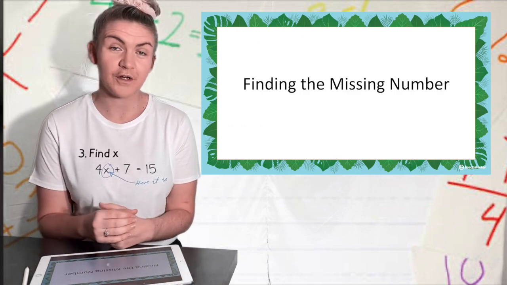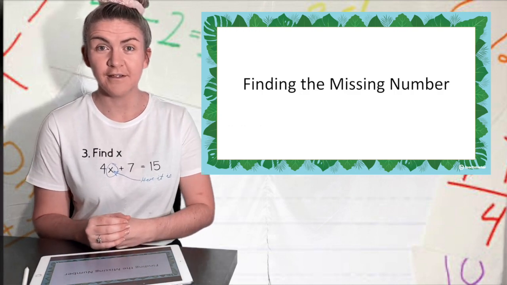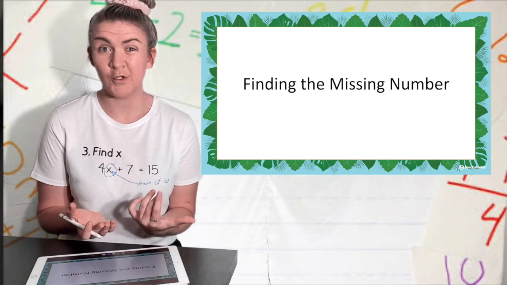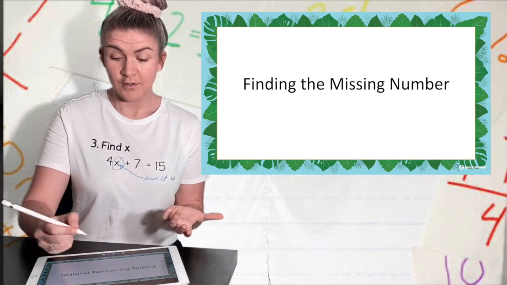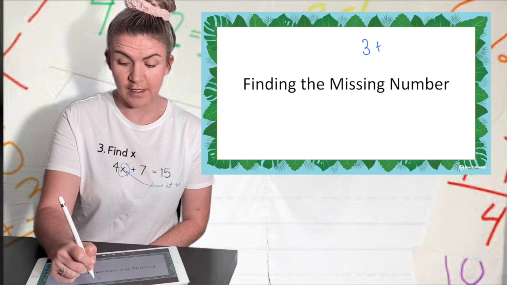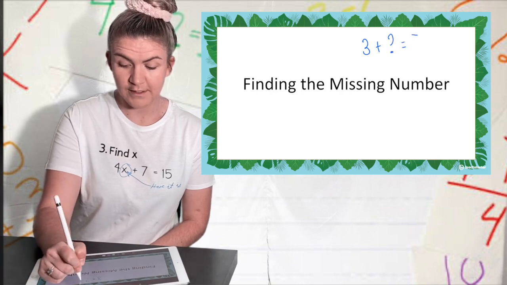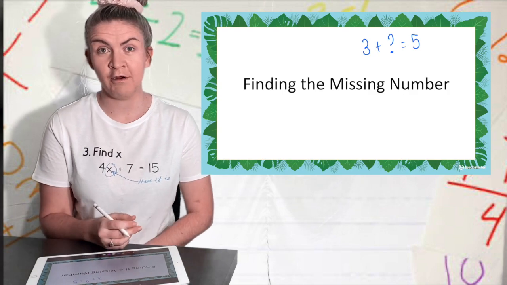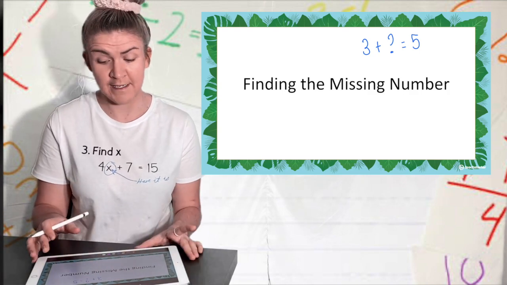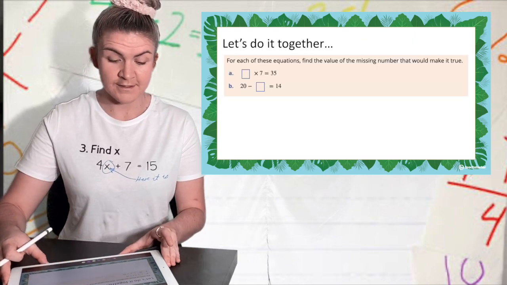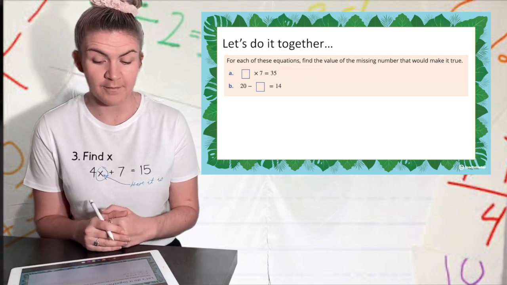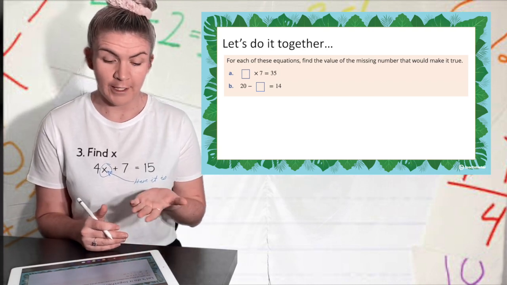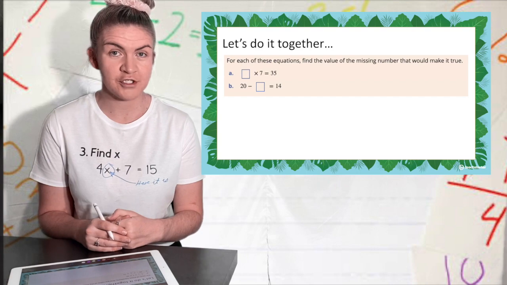So first off, we're going to start with finding the missing number. Now this is much like when you were young and you had to do a question and it said like 3 plus what equals 5? And you had this question mark that you had to figure out what it is. This is exactly the same. So our first thing says, for each of these equations, find the missing number that would make it true. And we've got a box there, and we've got to figure out what number should be there.